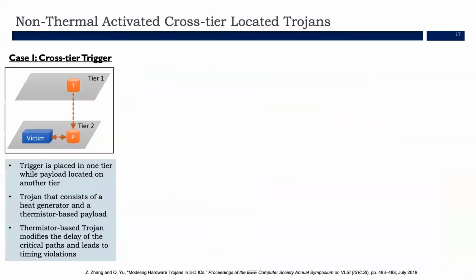Coming to the non-thermal activated cross-tier Trojans, these are broadly classified into 4 different cases. In case 1, the trigger is placed in one tier while the payload is located in another tier, and this consists of a Trojan heat generator with a thermistor-based payload. The thermistor-based payload modifies the delay of the critical paths and leads to timing violations.